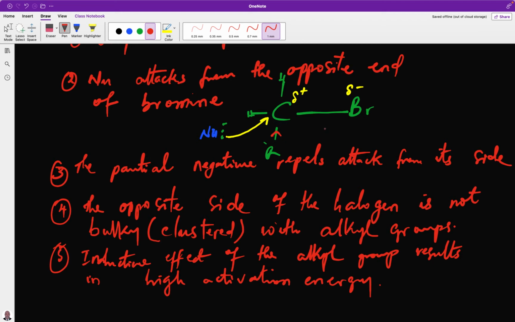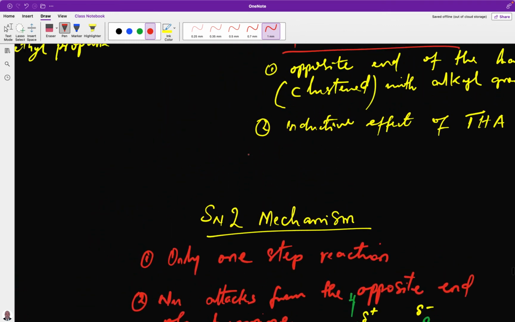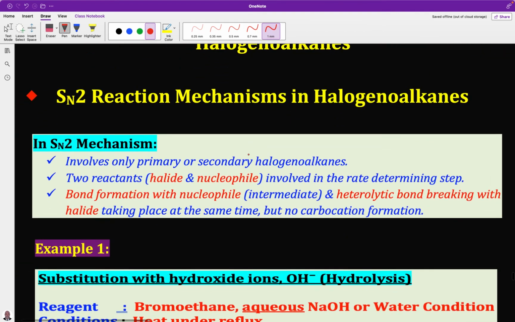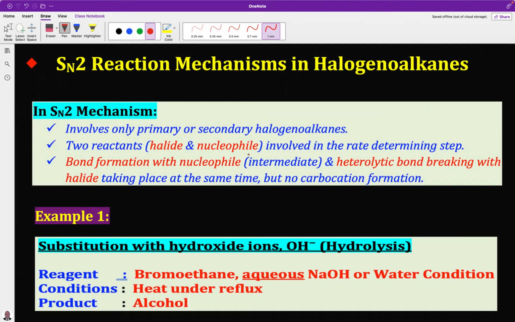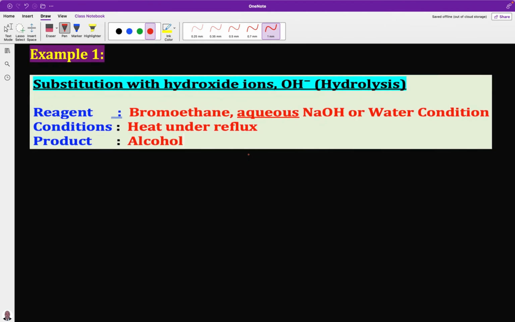So now, for this Sn2 mechanism, our example today will be using bromoethane with aqueous sodium hydroxide. We are going to use bromoethane and aqueous sodium hydroxide. This is heated under reflux and an alcohol results.